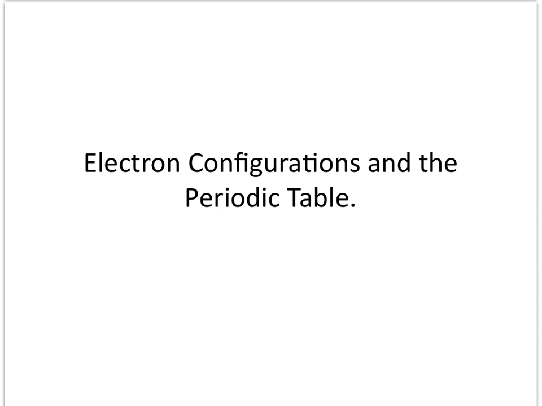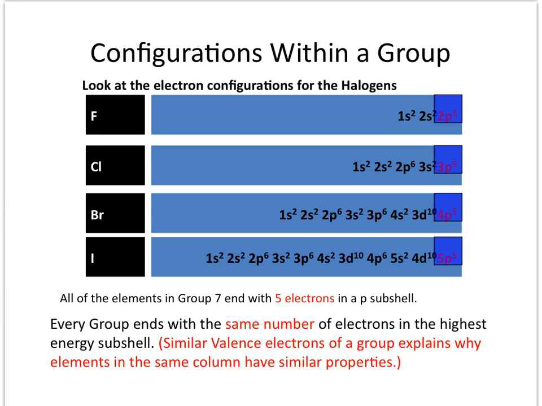We're going to do a quick review of electron configurations in the periodic table. If we look at the halogen group, which is group 7A, you will notice that fluorine, chlorine, bromine, and iodine are in that particular order. And if we did the electron configuration for each, and we went to the last energy level and the highest sublevel, you would notice that they are similar in nature, that they always end with the same designation.